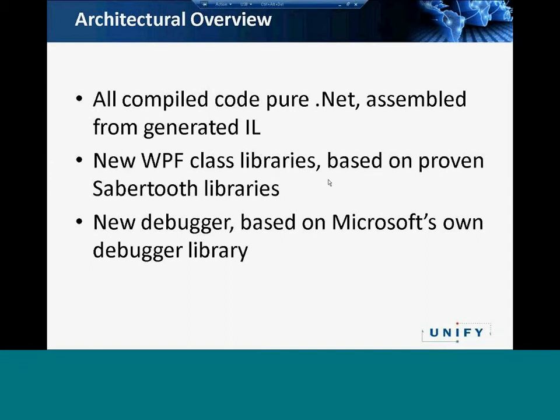All compiled code is pure .NET, assembled from the generated IL. New WPF class libraries are used, and those libraries are internal TD6 libraries based on proven Sabertooth libraries. So Sabertooth is the technology that we use behind this .NET WPF code generation. And we also have a new debugger based on Microsoft's own debugger library. We're going to talk a little bit more about the debugger later on this presentation.